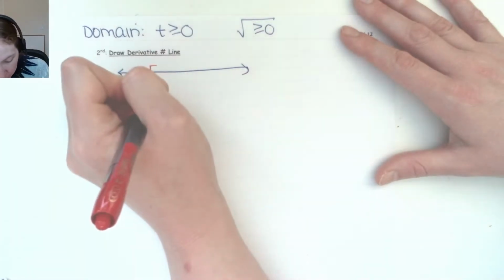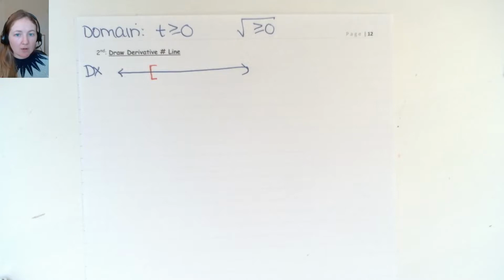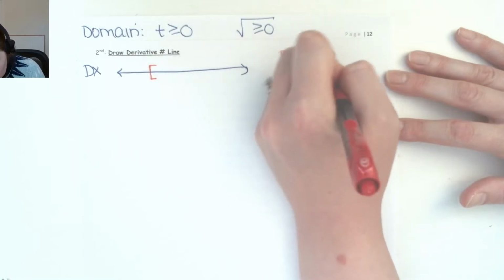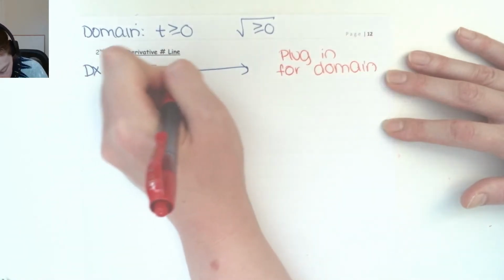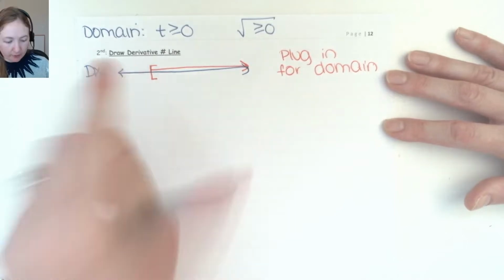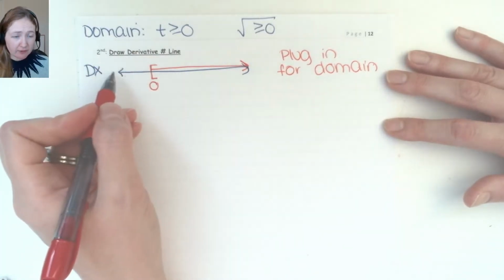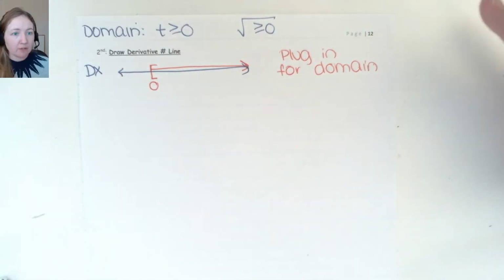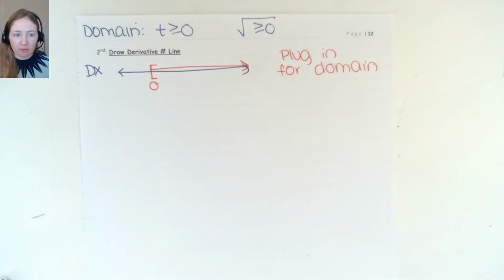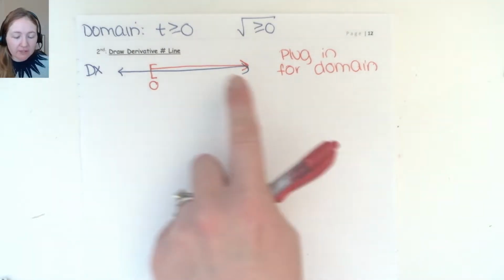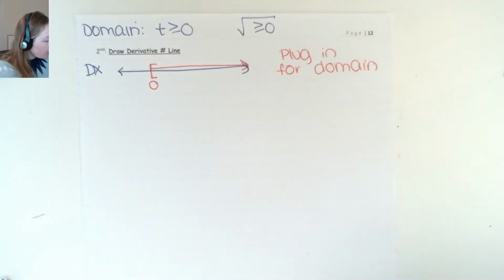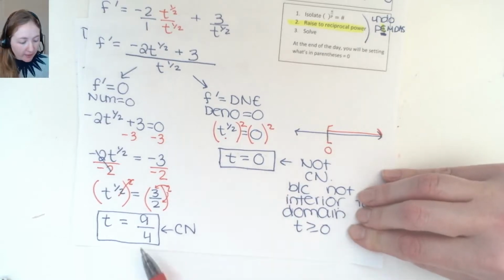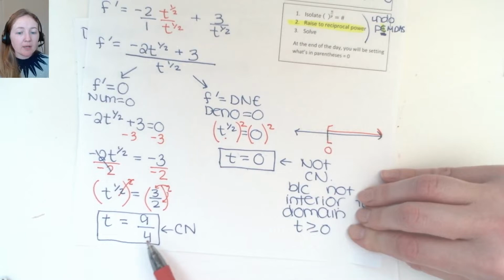So what we need to do is not consider every number under the sun. We're only going to plug in for the domain interval. So we're not going to consider anything to the left of 0 because the function is not defined to the left of 0. So this is a little different than what we've done before, because before we've had it defined for all real numbers. Here it's only defined 0 to infinity. So that kind of supports the realization that t is equal to 0 is not a critical number, and that the only critical number we need to consider is 9/4.